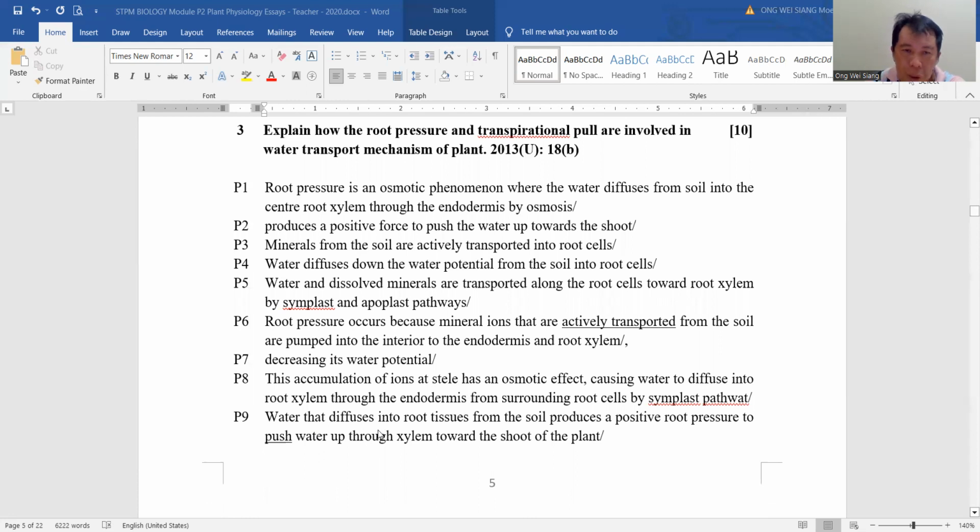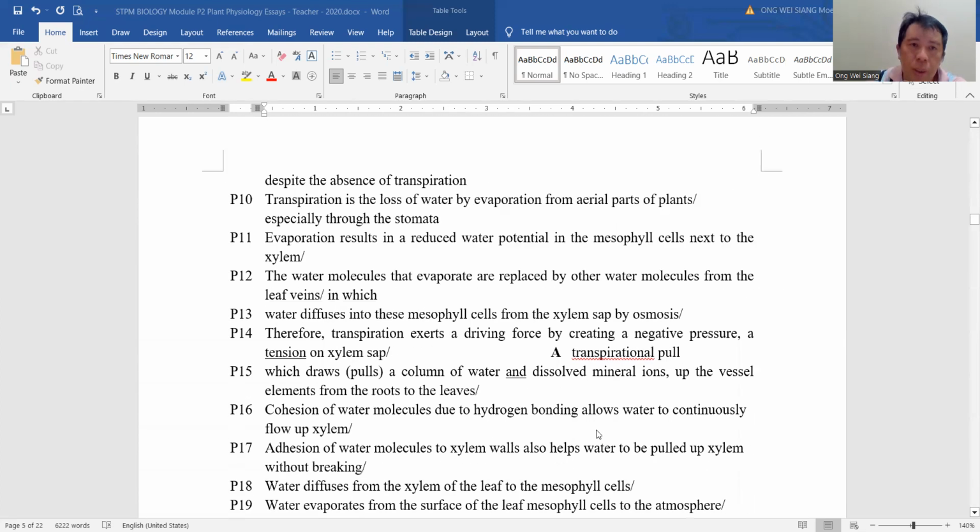Water that diffuses into root tissues from the soil produces a positive root pressure. The root pressure is to push the water up through the xylem towards the shoot of the plant. So this is the root pressure, despite the absence of transpiration. Okay, we discuss about the root pressure only. So now the following part, we're talking about the transpiration.